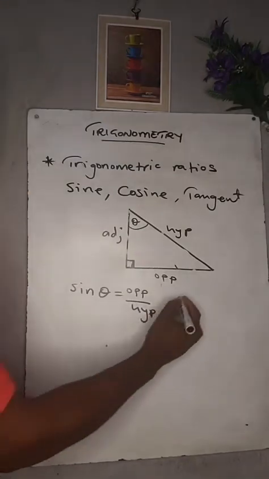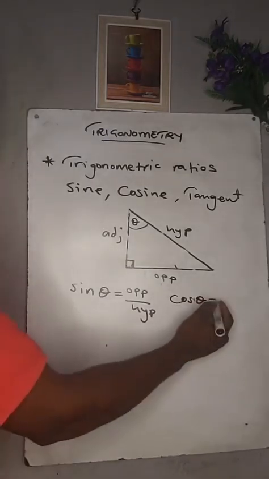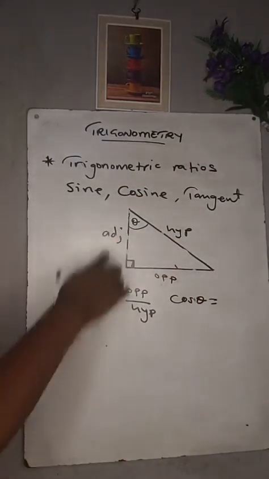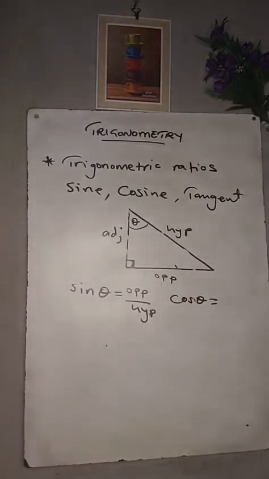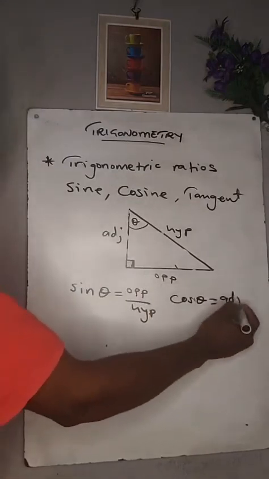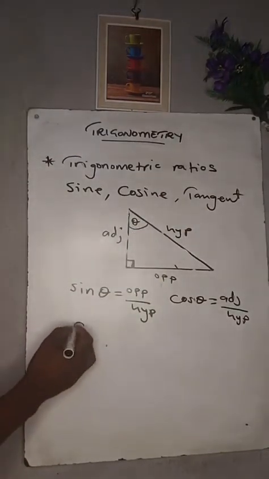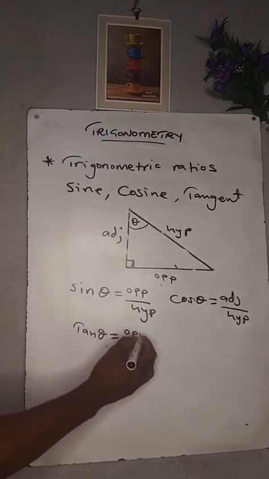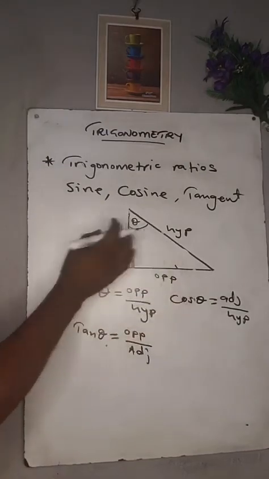Then with cosine, which we normally write as cos, cos theta is equal to adjacent over hypotenuse. The adjacent and the hypotenuse are the most important sides, not the opposite. For cos, the opposite is not needed. Then for the tangent, tan theta is equal to opposite over adjacent. So for tan, it is the opposite and adjacent.